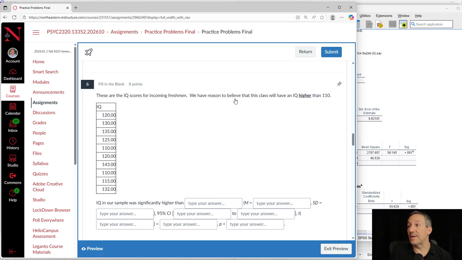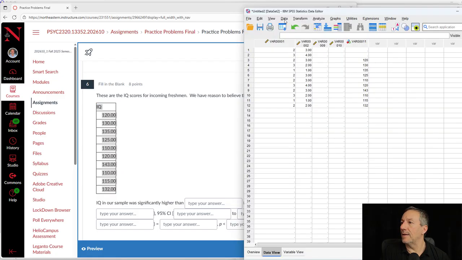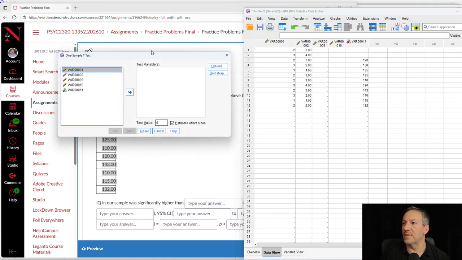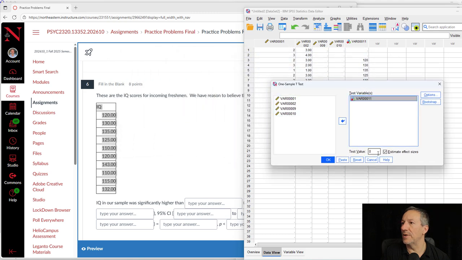Okay, these are IQ scores for incoming freshmen. We have reason to believe this class will have an IQ higher than 110. We have our sample. We're comparing it against this hypothesized mean. We think it's going to be higher. Analyze, compare means, one sample t-test. And we are going to move over, this is variable 11. We're going to put in our test value, which I believe was 110.